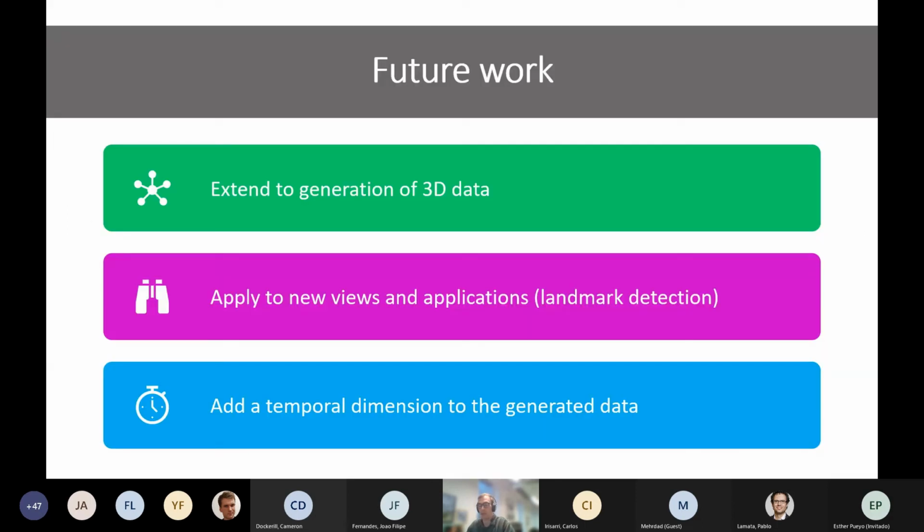Future work will be extending this to 3D data, applying it to new views and applications, and adding a temporal dimension to the generated data, because of course that's one of the strengths of ultrasound, that it has high temporal resolution. So we would like to include that in the generated data.